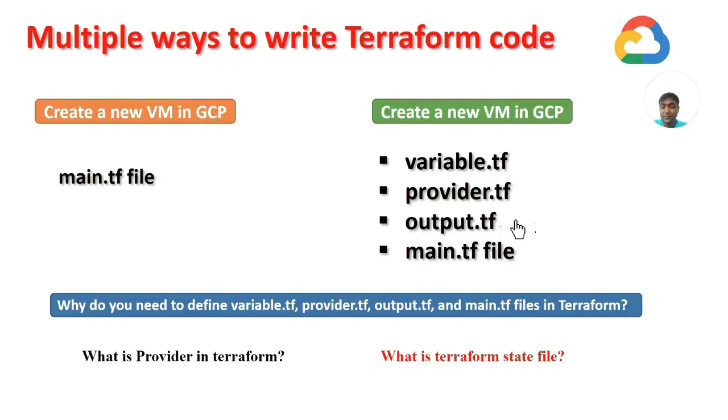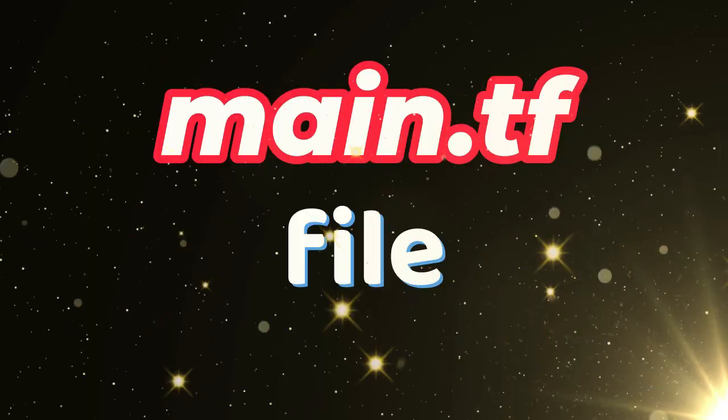Then guys, the output.tf file. Here you define the output values that you want to display after Terraform applies the configuration. Outputs are useful for providing information about the infrastructure that was created, or for exporting certain values for external use. For example, you might define an output to display the IP address of a newly created server.